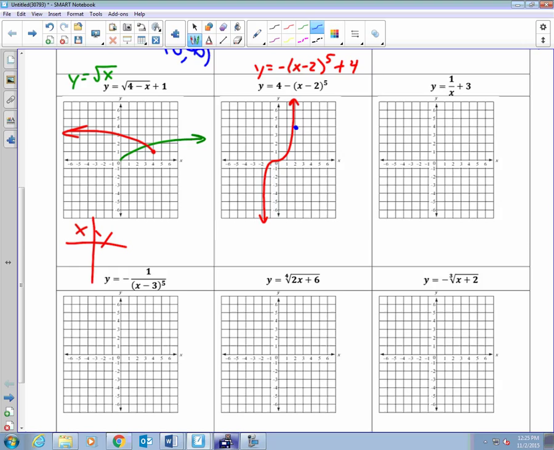When you take this thing and multiply it out to the 5th power and do all that, are you going to end up with a negative x to the 5th or a positive x to the 5th? A negative x to the 5th, right? Because it's negative out front. So will it start down and finish up, or will it start up and finish down? Start up and finish down.